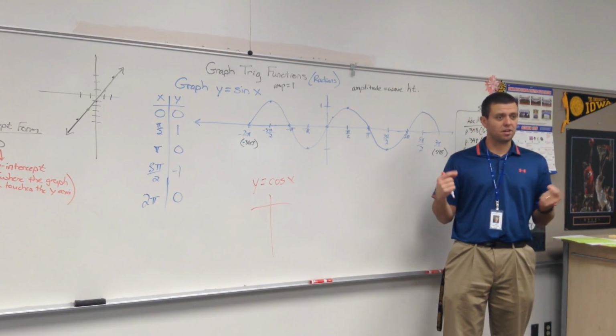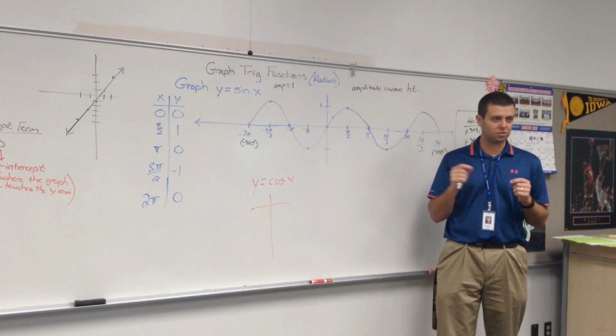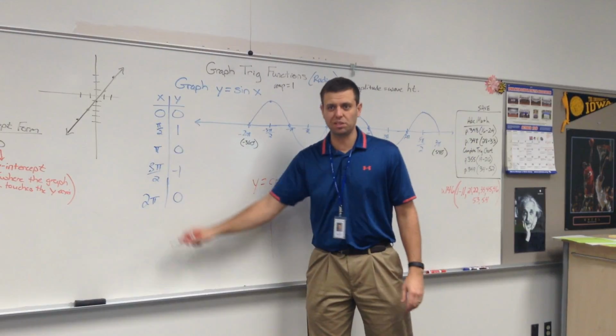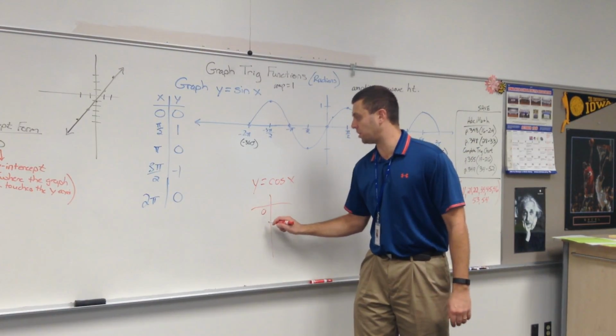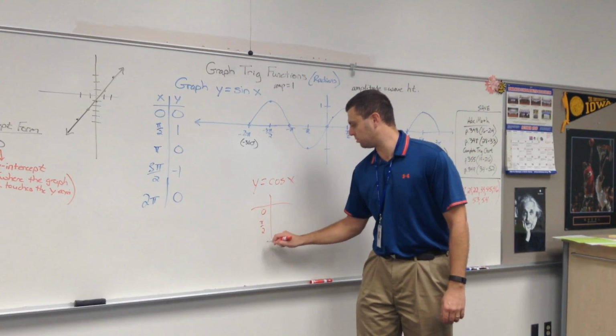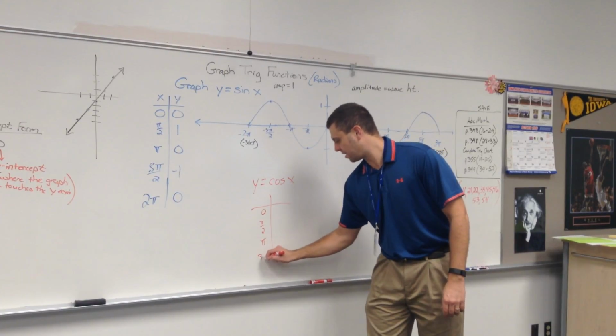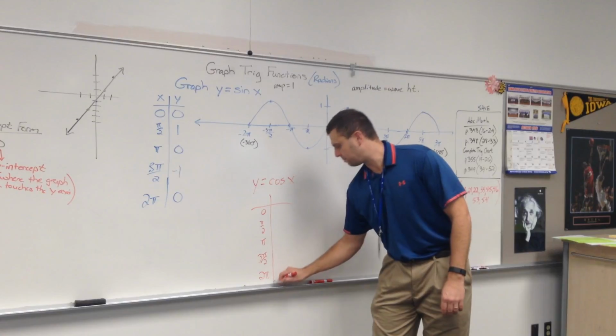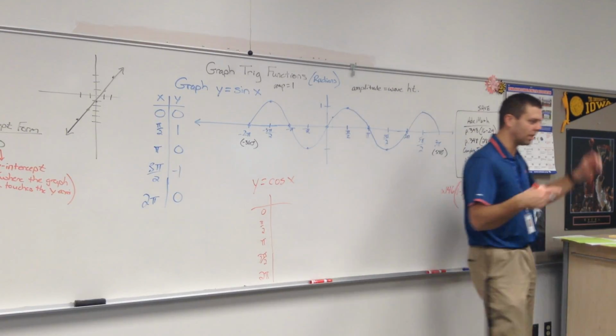I'm going to go back. Miss Carey always said to use -2, -1, 0, 1, and 2 in those table values. For trig, we're going to use 0, pi over 2, pi, 3 pi over 2, and 2 pi. Basically 0, 90, 180, 270, 360.